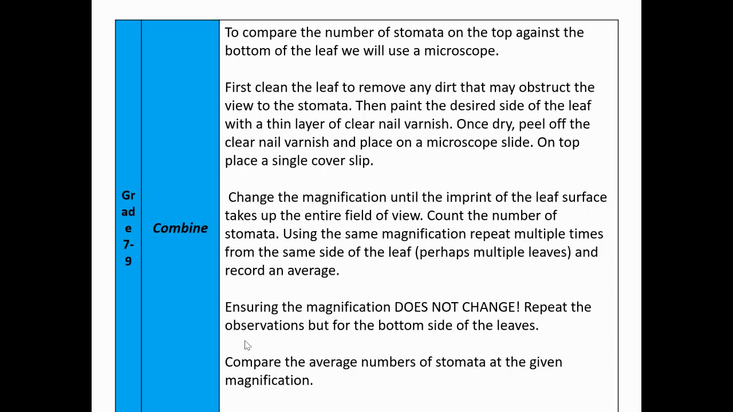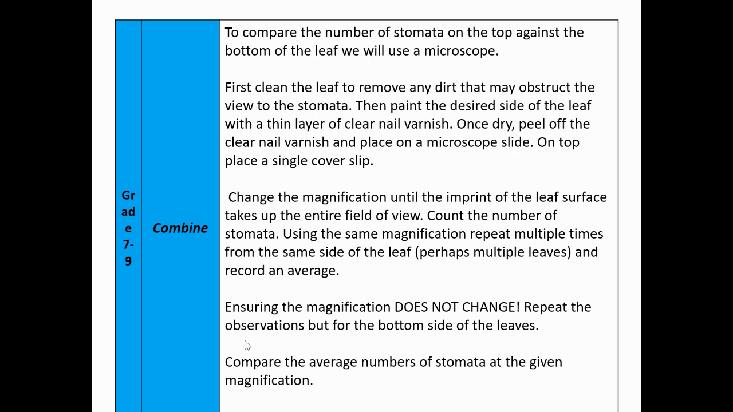And finally, the combine section. To compare the number of stomata on the top against the bottom of the leaf, we'll use a microscope. First, clean the leaf to remove any dirt that may obstruct the view to the stomata. Then paint the desired side of the leaf with a thin layer of clear nail varnish. Once dry, peel off the nail varnish and place on a microscope slide. On top, place a cover slip.